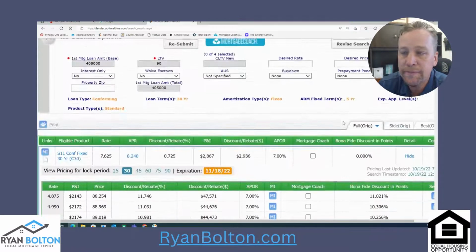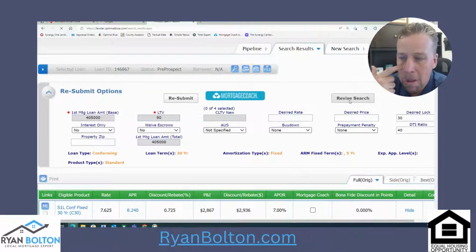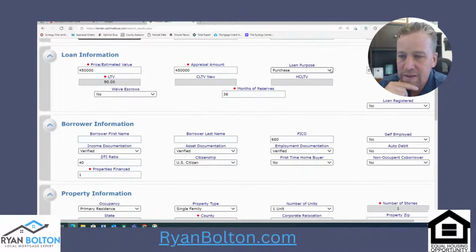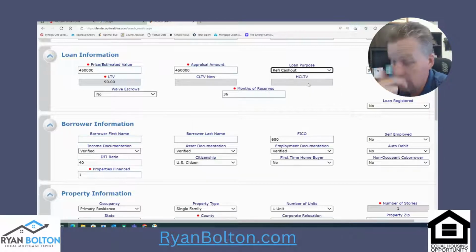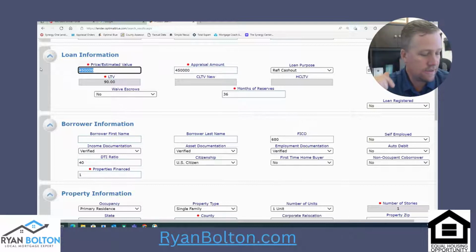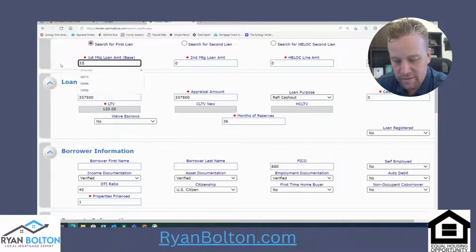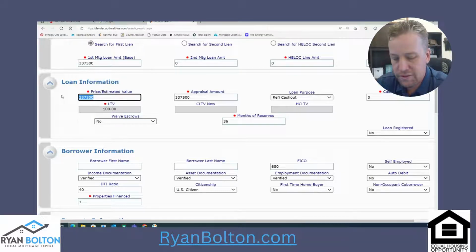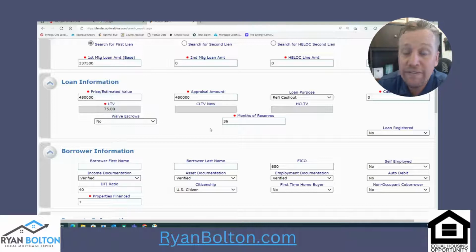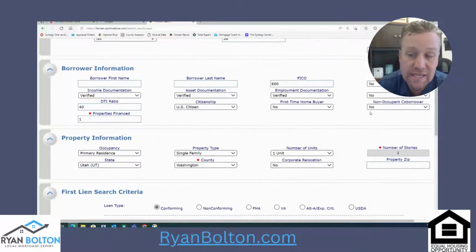So let's change some other things in here. So let's go up here and revise the search again. Let's say that this isn't a purchase, this is a refinance. And let's put more money down. So let's say the value is still 450. And let's do 75%. Now we're going to change, wrong box. Change this back to 450. Okay, so now we're at 75%, but now we're a cash out refi with the 680 credit score.